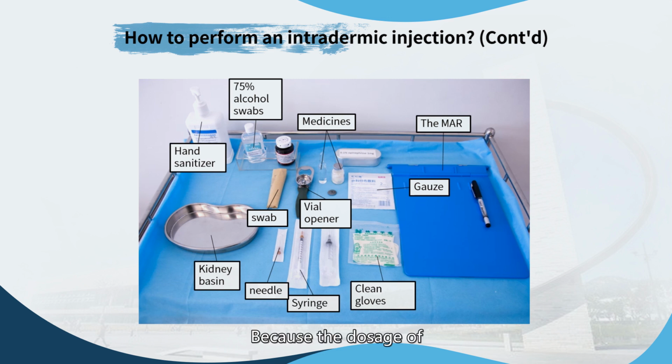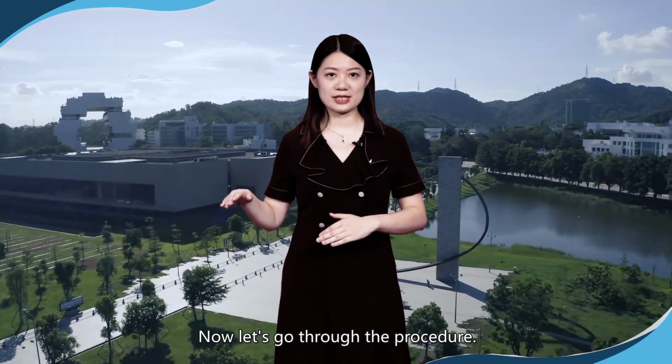Because the dosage of an ID injection is usually small, we should choose a 1 ml syringe and a 25 to 27 gauge needle. Chinese standard is size 4 to 5. In addition, we must prepare epinephrine in case of anaphylactic reaction when we do allergy testing. Now we go through the procedure.